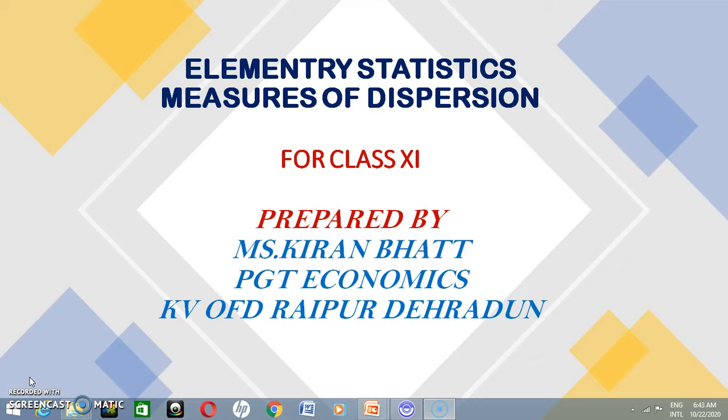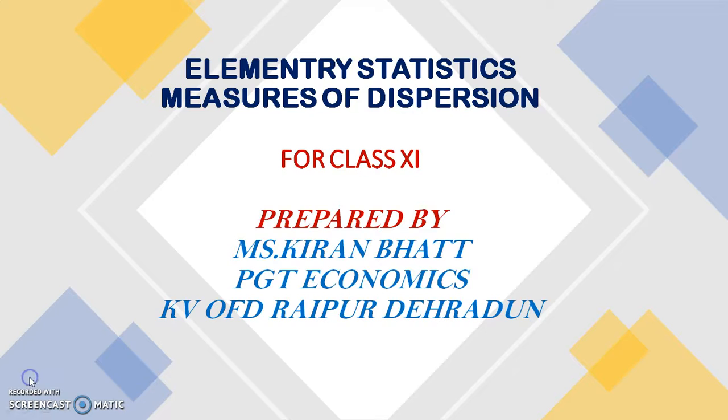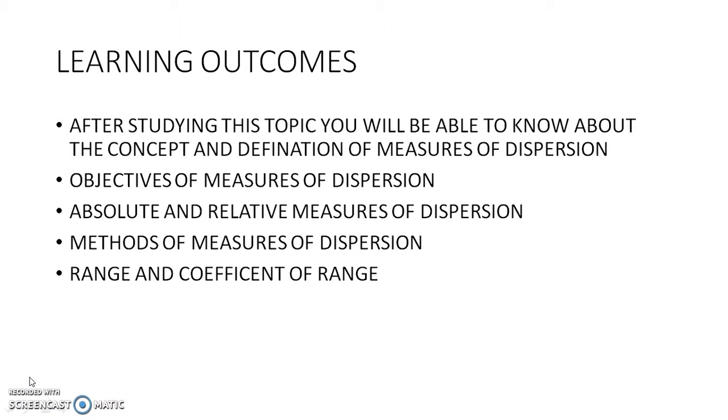Elementary statistics, measures of dispersion. Learning outcomes. After studying this topic, you will be able to know about the concept and definition of measures of dispersion, objectives of measures of dispersion, absolute and relative measures of dispersion, methods of measures of dispersion, range and coefficient of range.